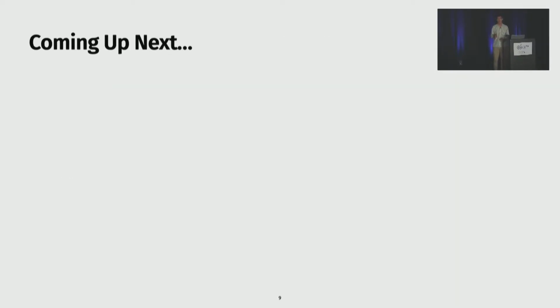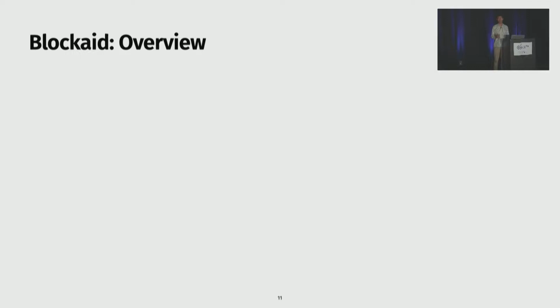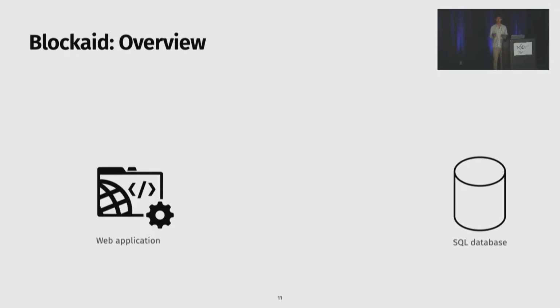In the rest of the talk, I will first give an overview of Blockaid and its goals, followed by how policies are specified in Blockaid, how they are enforced, and finally, evaluation. Let us begin with an overview. As I mentioned earlier, Blockaid targets web applications. In our setup, we have a web application running on a server backed by a SQL database. We assume that all sensitive information is stored in the database, and that there exists a data access policy that specifies what data each user is allowed to access.